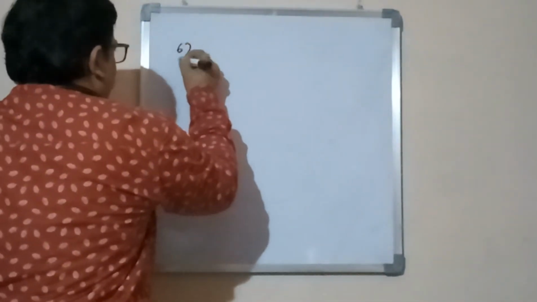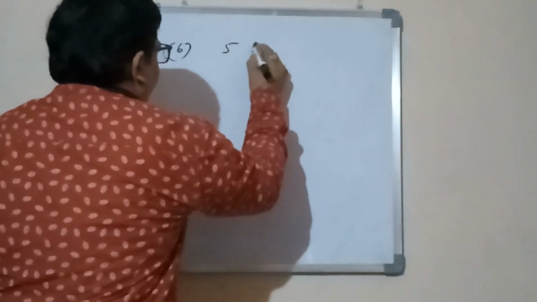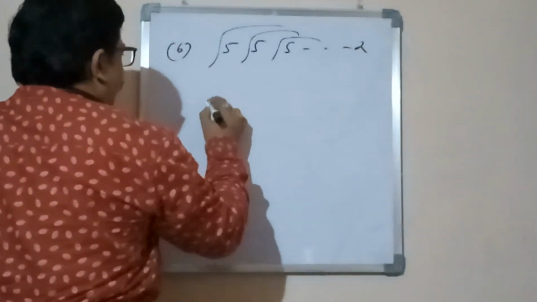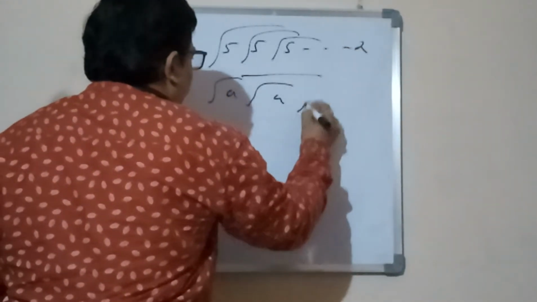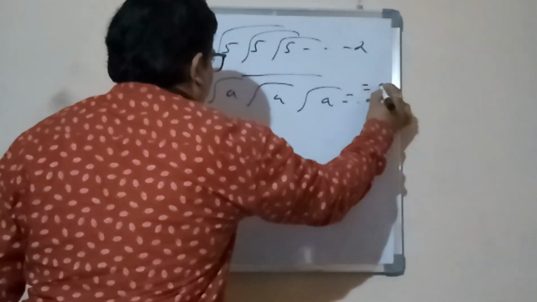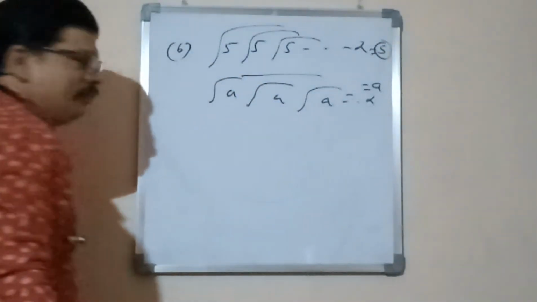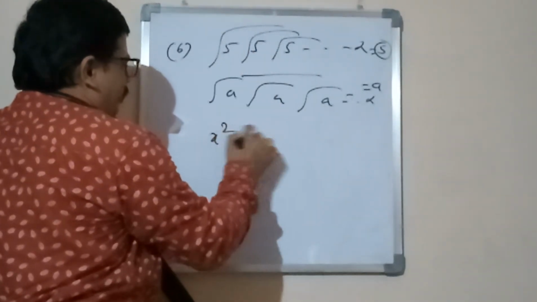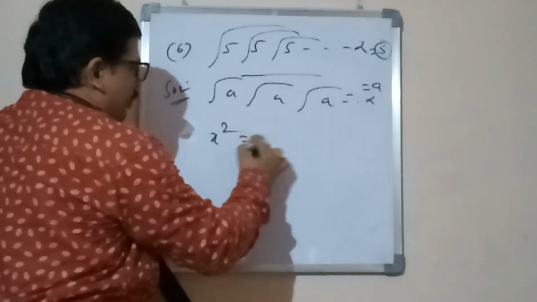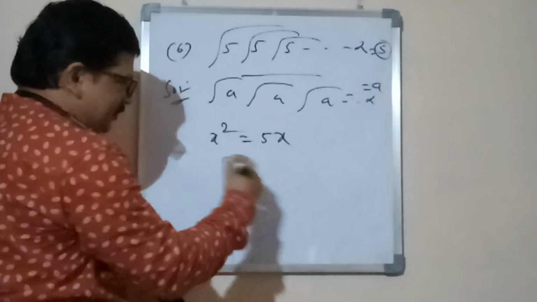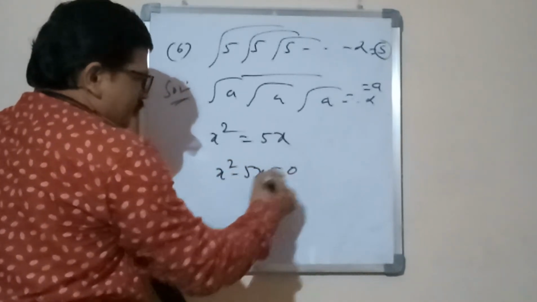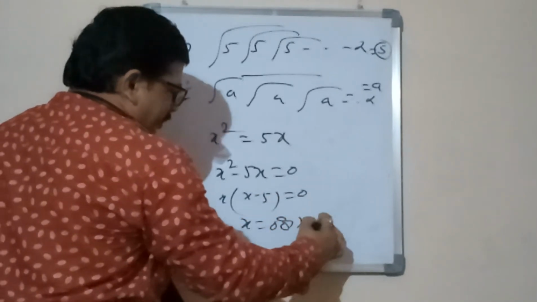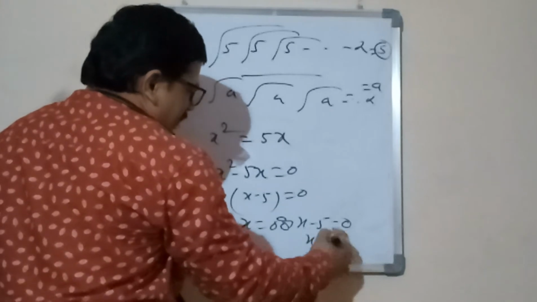Next, take this sixth one. Root 5, root, going on to infinity. Just see, root a, this time going on to infinity, the value a here also, 5 also. How 5? You can take this whole part as x square. Take x square equal to 5x. Take x square minus 5x equal to 0. Taking x common, x into x minus 5 equal to 0. x equals 0 or x minus 5 equals 0. x equals 5. This is the actual answer.